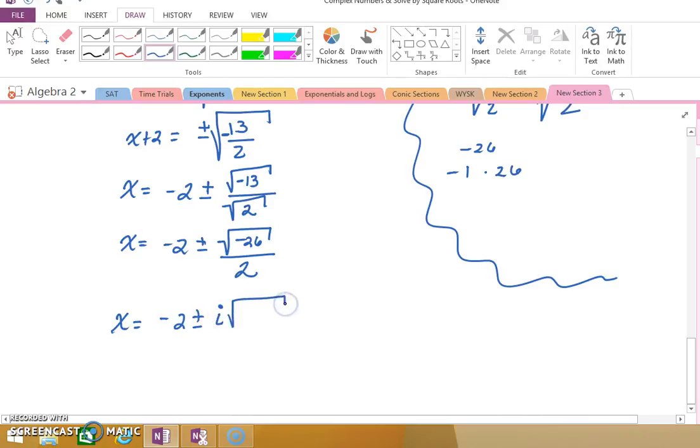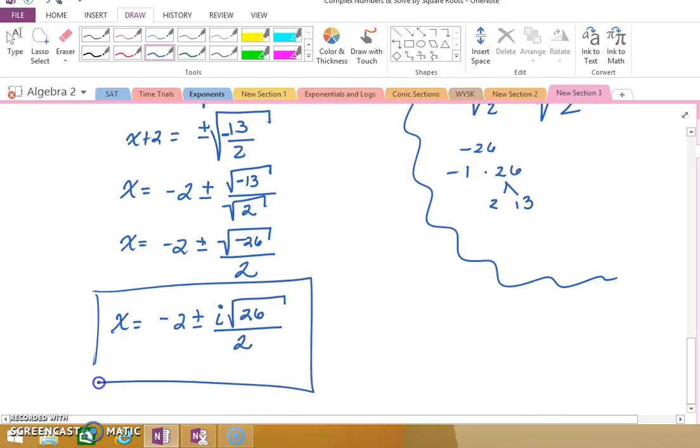We need to see, will it break down? Well, 26 is 2 times 13. 2 and 13 are both prime numbers, so it's not going to break down any further. So we're going to leave 26 inside, and we'll have it over 2. So our answers here are negative 2 plus or minus i square root of 26 over 2. That's about as hard as it gets here. So I'm going to give you some time to look at your homework and practice on that, and we'll talk about this when we get back to class.